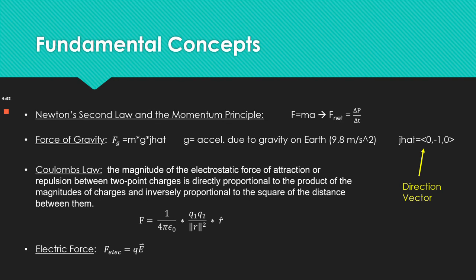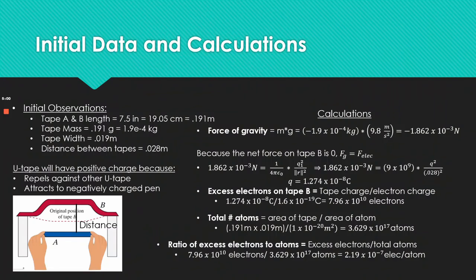the force of gravity, Fg equals mass times acceleration due to gravity times direction vector j hat, Coulomb's law, which determines the electric force between two charges, and lastly, the force found from multiplying the charge of a point by the electric field of the source value. The initial tape statistics, such as length, mass, and width, can be seen in the top left.